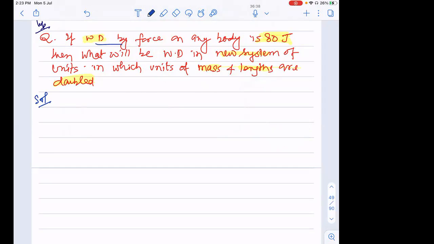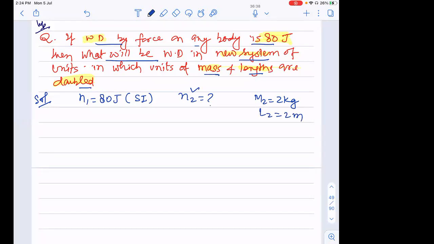देखो वर्क डन बाय फोर्स इन ऑन एनी बॉडीज 80 joules. तो नोन इज N1, 80 joules. It is SI unit, है ना. All right, then what will be the work done? N2 we have to find out in new system of unit in which the mass, unit of mass, and length both are doubled. तो मास का यूनिट कितना हो जाएगा? 2 kg. M2 will be 2 kg in the new system, and L2 will also be 2 meter. डबल हो गया.